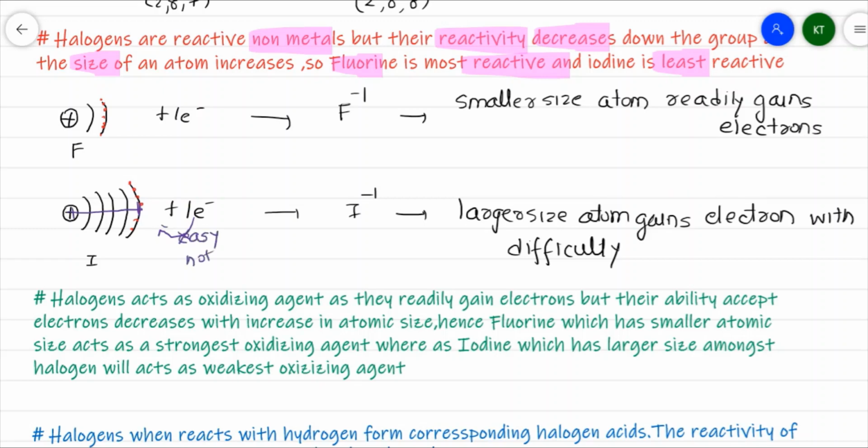Here the size is smaller, so the addition of this electron will be easy. As a result of this, fluorine forms F minus 1 ion readily. That's why it acts as a reactive non-metal. Whereas iodine cannot add up electron easily. That's why it acts as the least reactive non-metal.